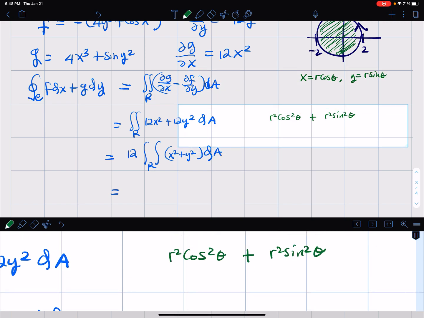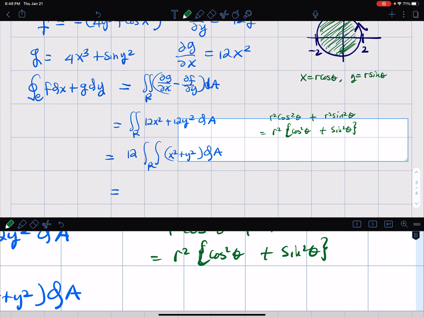Okay, so this is going to give you, factor out an r squared, cosine squared theta plus sine squared theta. And cosine squared theta plus sine squared theta is 1. So this is just going to give you r squared.